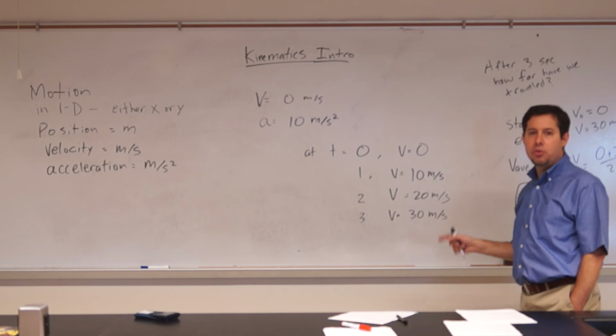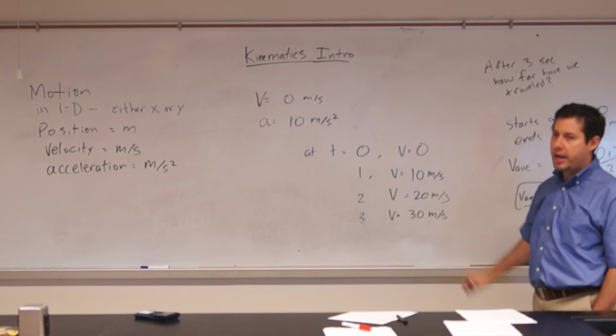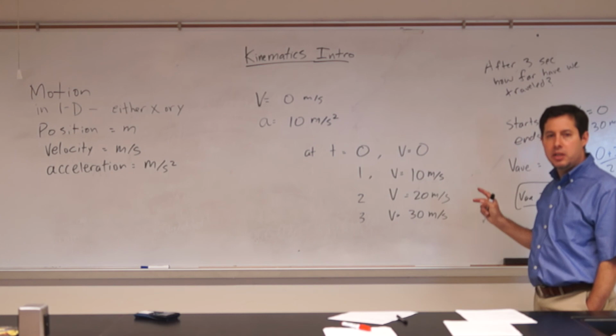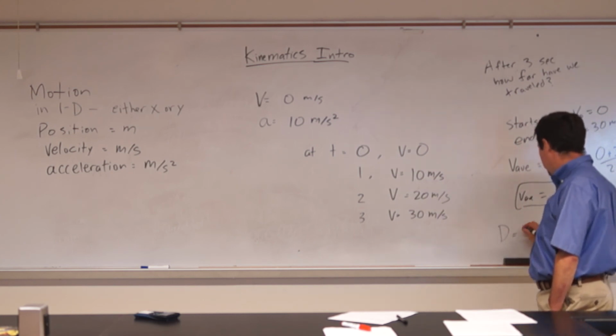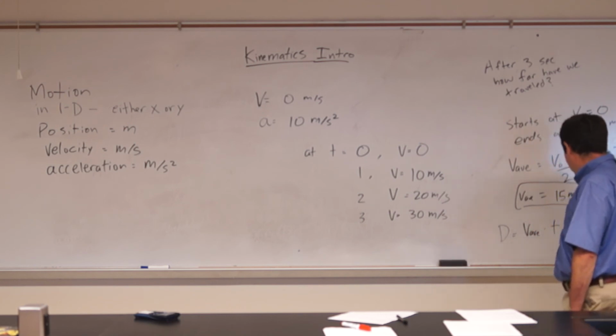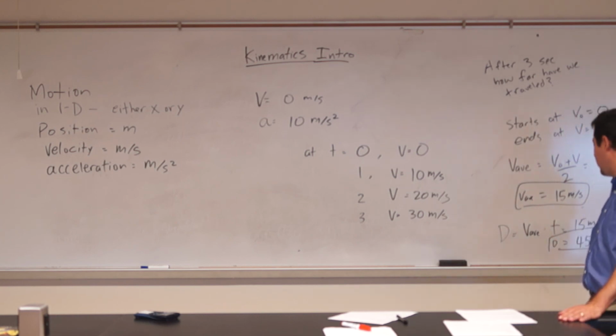So there's really only one instant in time when you were traveling at 15 meters per second. That was at 1.5 seconds. But that is, over the first 3 seconds, the average speed at which you're traveling. So now you can say distance is average velocity times time, or 15 meters per second times 3 seconds, which is 45 meters. I'm going to talk about some other problem-solving techniques in the next video as well.